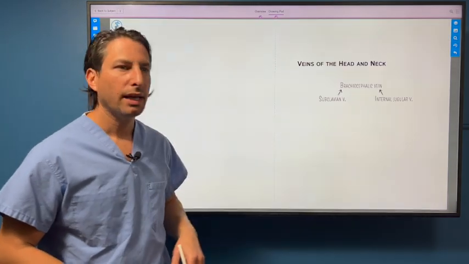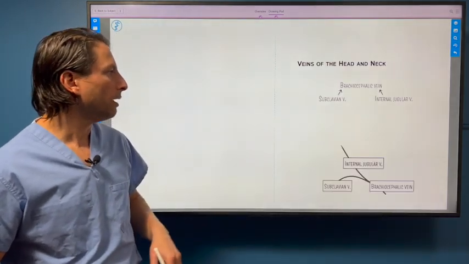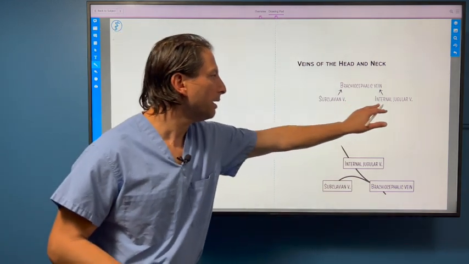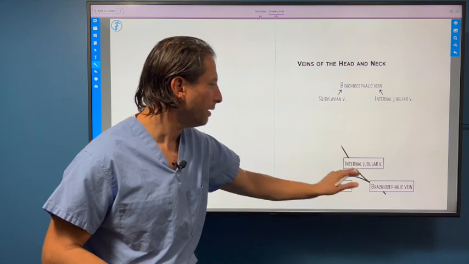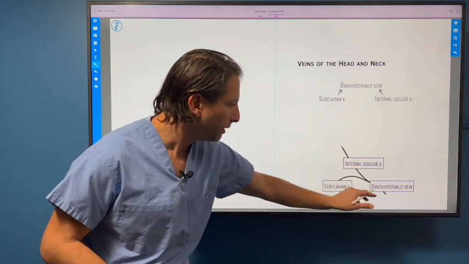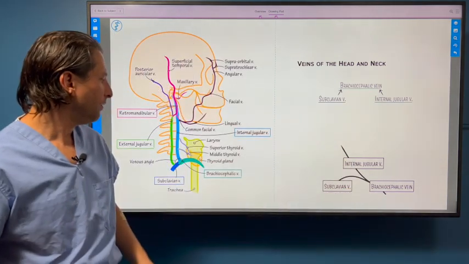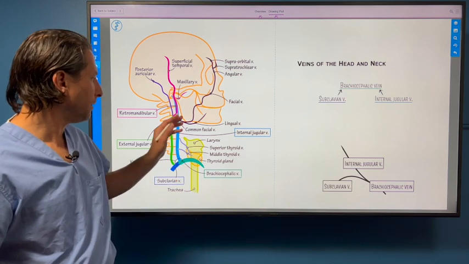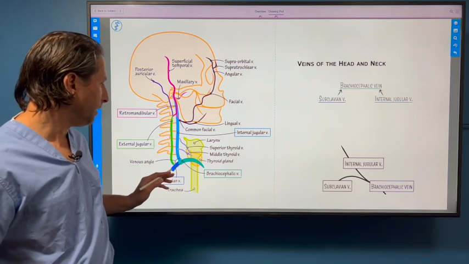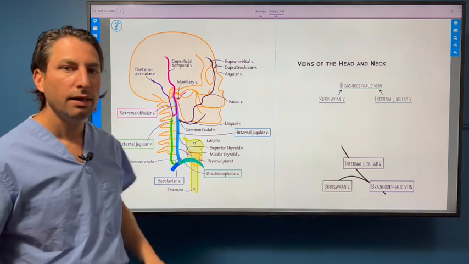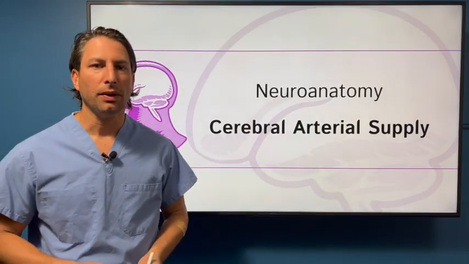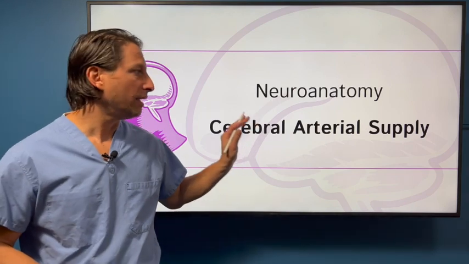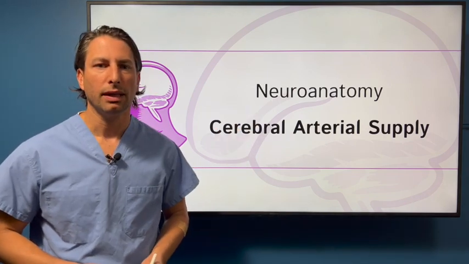Finally, the veins of the head and neck. In parallel here, we have the subclavian and the internal jugular, which dump into the brachiocephalic vein. So internal jugular and subclavian dumping into the brachiocephalic vein, and we can see that here. Here's the internal jugular, and then the subclavian dumping in the brachiocephalic. So that's a quick run through of cerebral arterial supply. This is obviously core information for clinical practice.